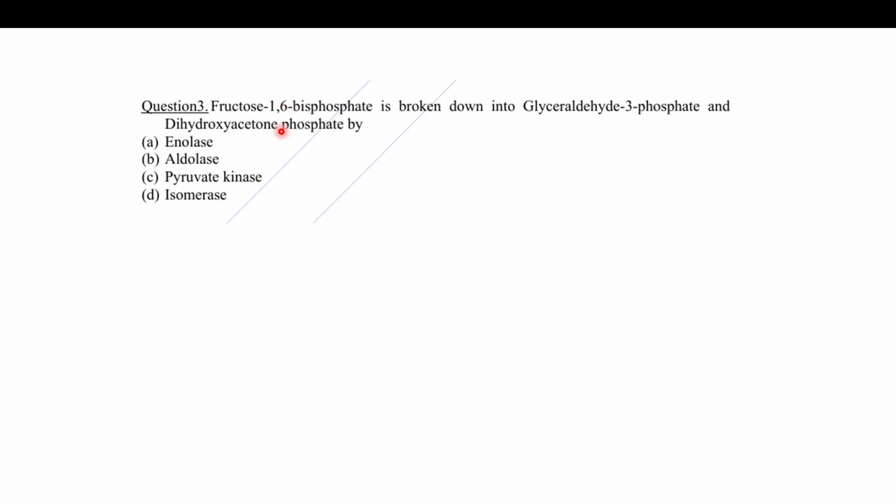Now in the previous picture we saw fructose 1,6 bisphosphate, which is a 6 carbon molecule, getting broken down into glyceraldehyde 3 phosphate, a 3 carbon molecule, and DHAP, which is also a 3-carbon molecule. So the enzyme used is, does anyone remember? The answer is aldolase enzyme.